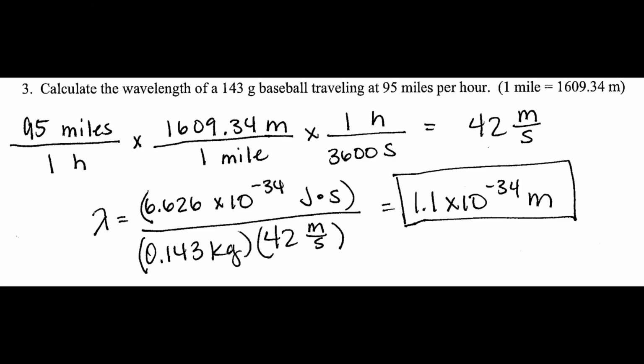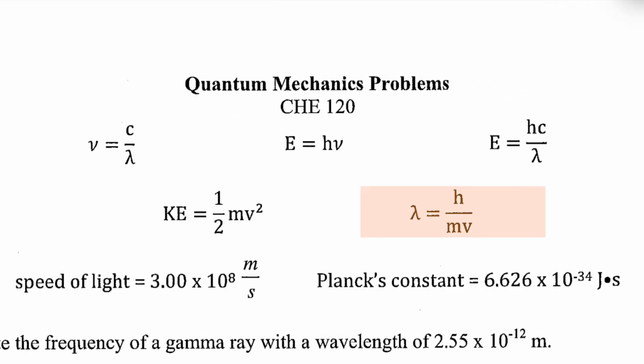Question number 3 says to calculate the wavelength of a 143-gram baseball traveling at 95 miles per hour. In order to do this problem, you will also need to know that 1 mile is equal to 1,609.34 meters. So for this problem, we're going to be looking at the de Broglie wavelength for a particle. That's the equation here that says that our wavelength is going to be equal to Planck's constant divided by the mass of the object in kilograms times its velocity in units of meters per second.